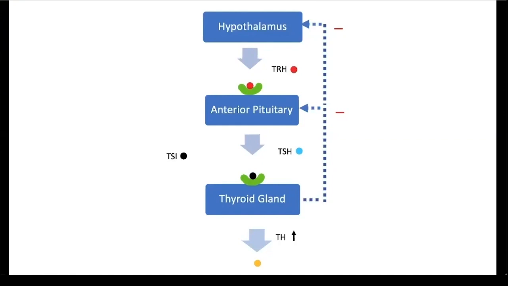The negative feedback mechanism still occurs, so TRH levels are decreased. Therefore, TSH will not be released by the anterior pituitary. But since it is TSI that is causing the increase in the thyroid hormone, this has no impact on the levels of blood thyroid hormone. Hence, hypersecretion occurs.